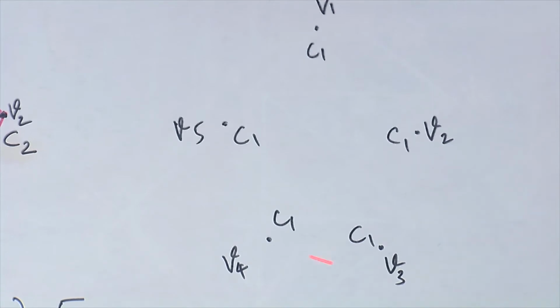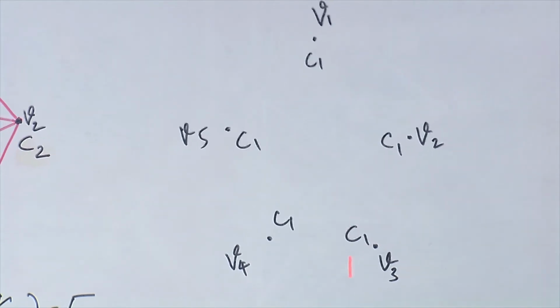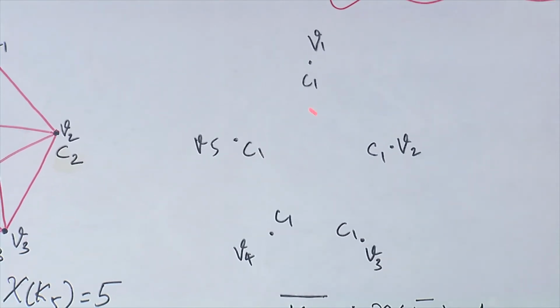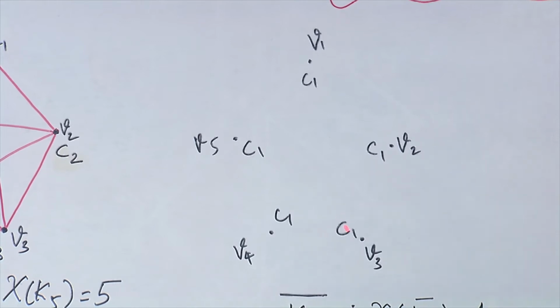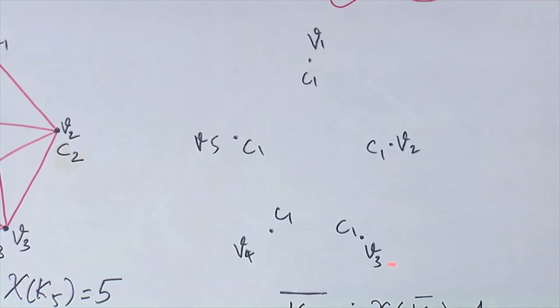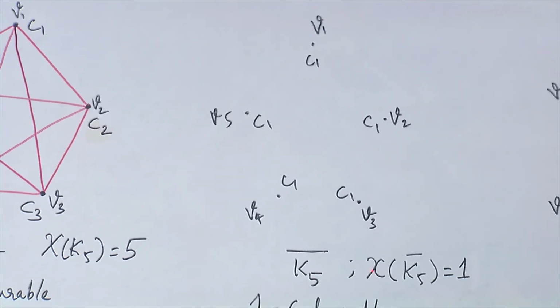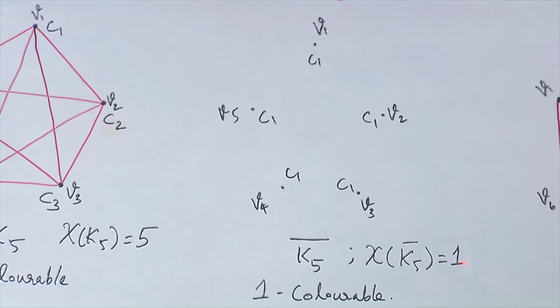That is, I can give 5 colors to this graph, but what is minimum here? The minimum coloring is 1. So, I can color this graph with one color satisfying the requirement of the definition of coloring, which means the chromatic number of K5 complement is equal to 1, that is, chi of K5 complement is equal to 1.